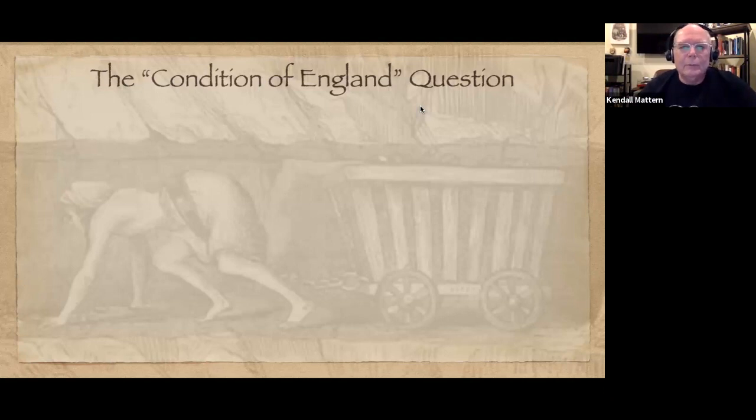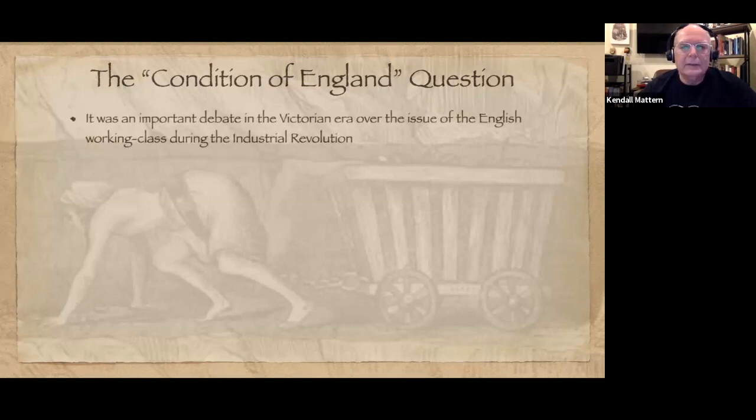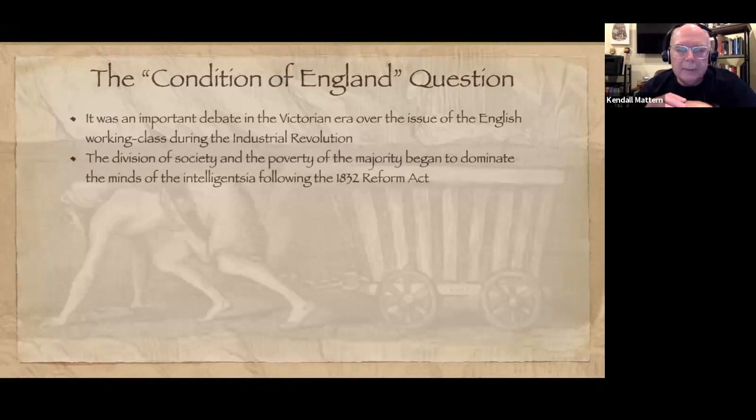Yes. So we talked about the condition of England question a little bit last week, and we need to re-emphasize that this week. It's an important debate in the Victorian era over the issue of the English working class during the Industrial Revolution. The division of society and the poverty of the majority began to dominate the minds of the intelligentsia following the 1832 Reform Act, which we talked about, which begins to give the right to vote to some of the middle class. And that will be increased with two other Reform Acts in the future.